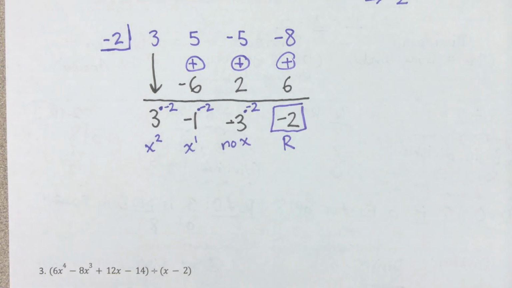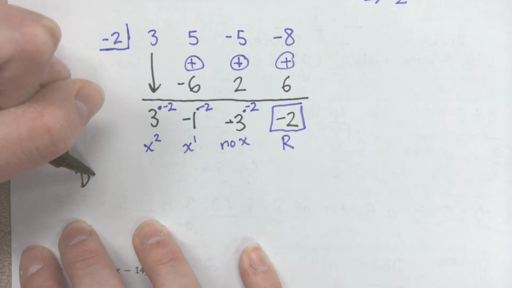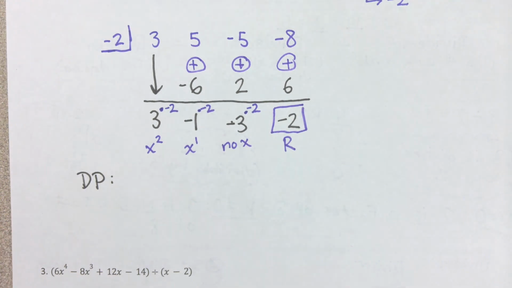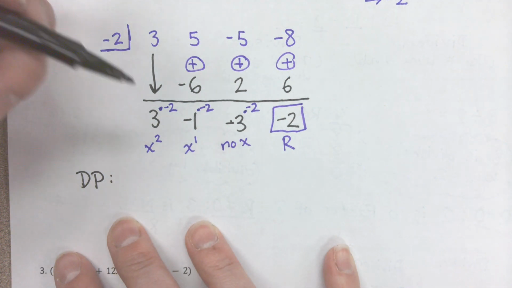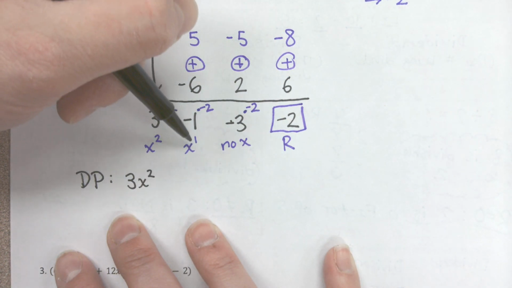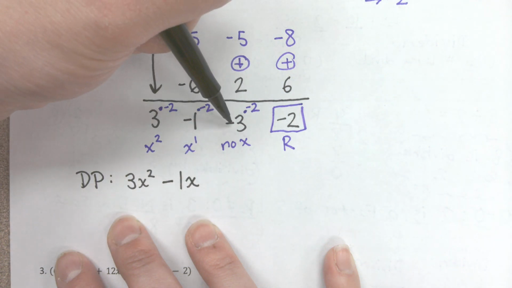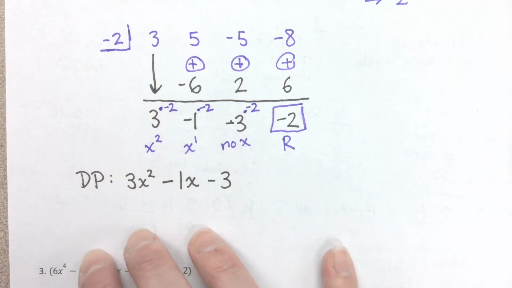Now we can write out the depressed polynomial, which I will just call the DP for short. Put it back together, starting with the first term. 3x squared minus 1x minus 3, no x on that.